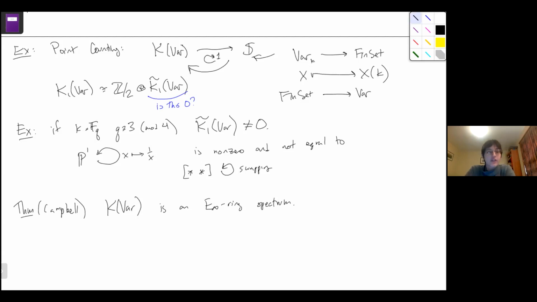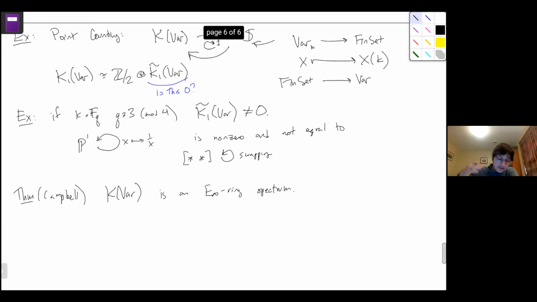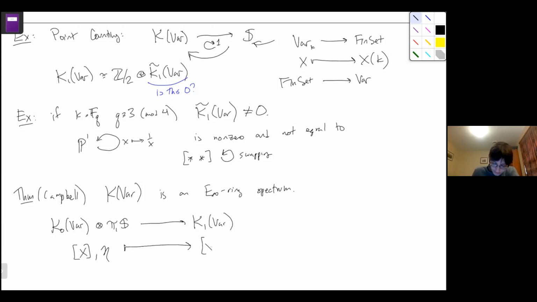So K of R is an E-infinity ring spectrum. And what this means is that the homotopy groups are a ring. And so we have the following multiplication. We can take K of R times pi 1 of S, and we can multiply this, and we're going to get an element in K1 of varieties. And what this does on representatives is it takes X and eta, and maps this to the element where we have 2 copies of X, and then we swap them. And just a totally reasonable thing to do.